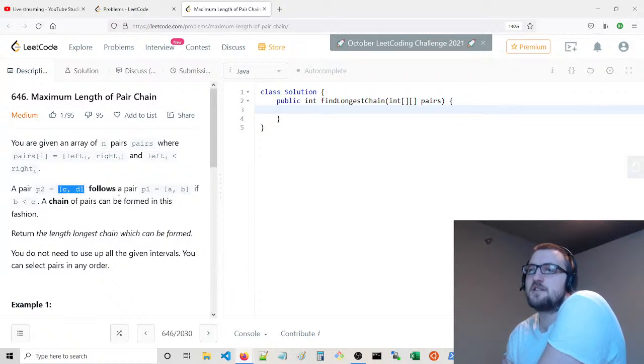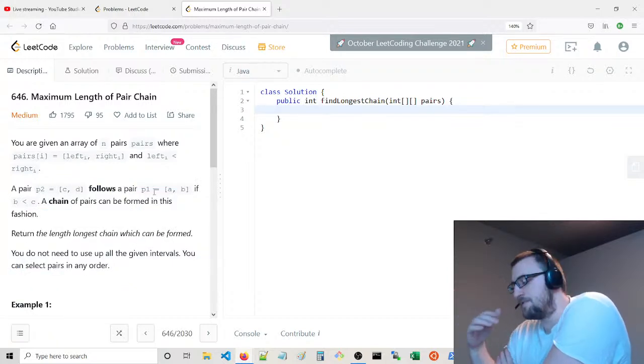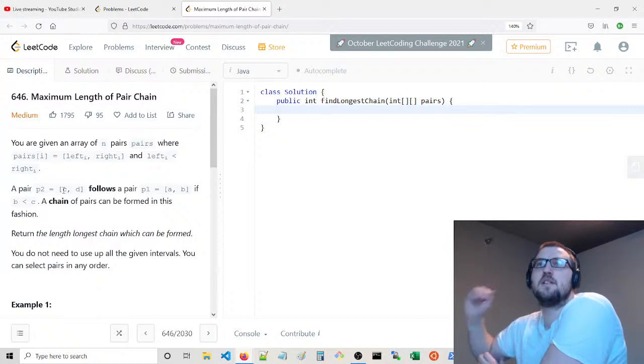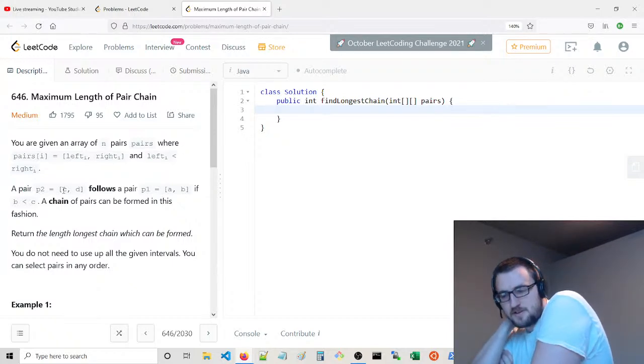So each interval could be a node in the graph, and one node, quote unquote, follows another node, so it's topologically sorted to the right of another node. If we have left and right sorting, there's an edge in the DAG if B is less than C, then there's an edge from P1 to P2. Yeah, I think that's the way to think about it.